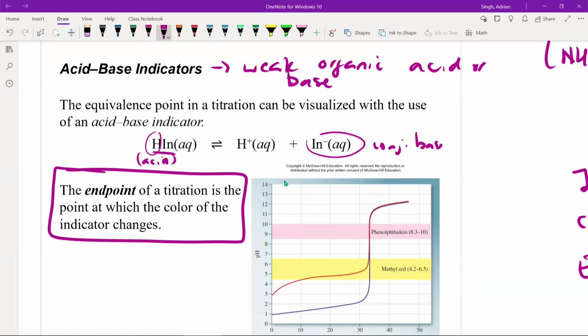And the important thing about these acid-base indicators is that they have different colors. So this one here, right, may be a particular color or colorless. And then the one on the other side has a different color. So what's going on in the solution will have an impact on the color of the indicator, and that tells us whether we've reached the equivalence point. We can visualize the equivalence point by looking at the color of the indicator itself.